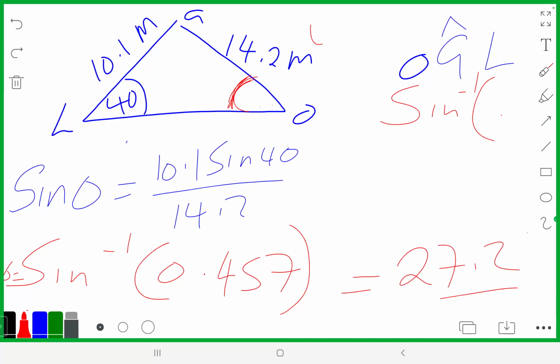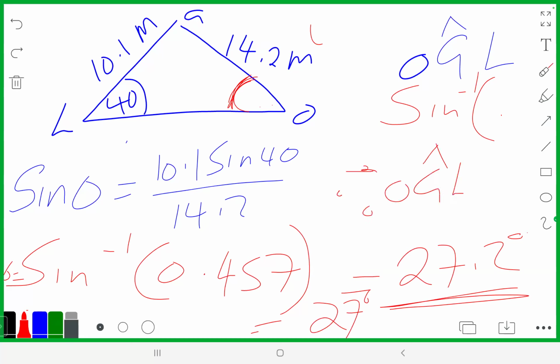27.2, right? Which we can just round off to the whole number, 27 what? Degrees. We are looking for an angle, so it's 27 degrees. So therefore angle OGL is equal to what? 27 degrees? No, that's angle O, sorry. 27 degrees is just for angle O. So we need the angle OLG.